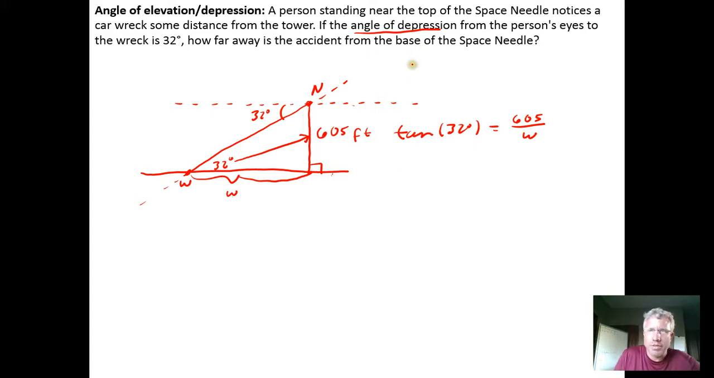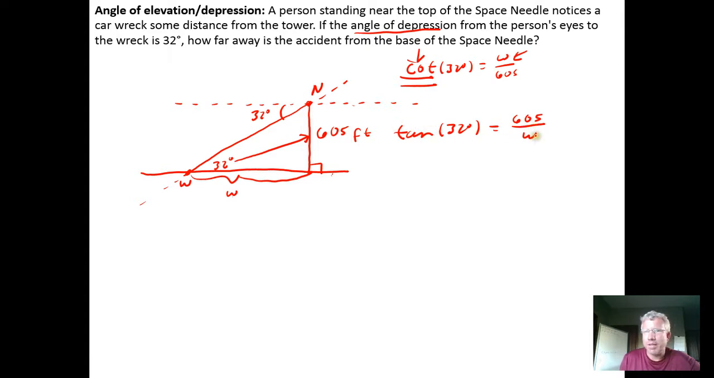The cotangent function would work. I could say cotangent of 32 degrees is adjacent over opposite. And there's a sense in which this is nice because the unknown is now in a numerator position, but the calculator doesn't have a key to directly use the cotangent, so I might as well use the tangent function.